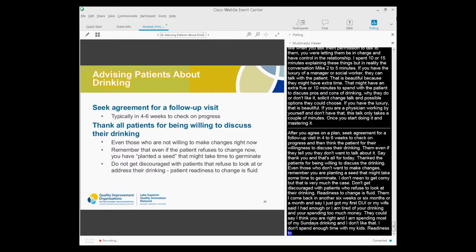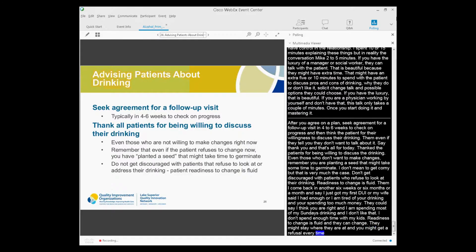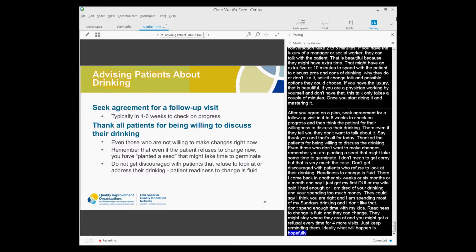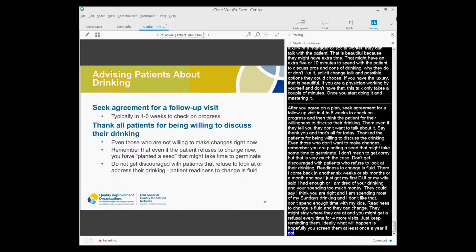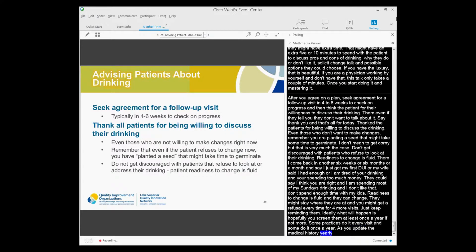You might get a refusal every time for 4 more visits, whatever. You just keep reminding them. Because ideally what's going to happen is you'll be screening them at least once a year, if not more. Some practices do it every visit. Some do it once a year. As you update their medical history yearly, you can include the alcohol screen there and open up the discussion for them at that point again.